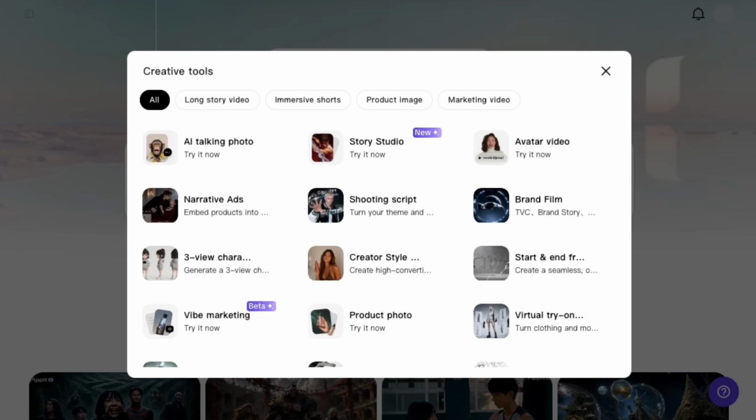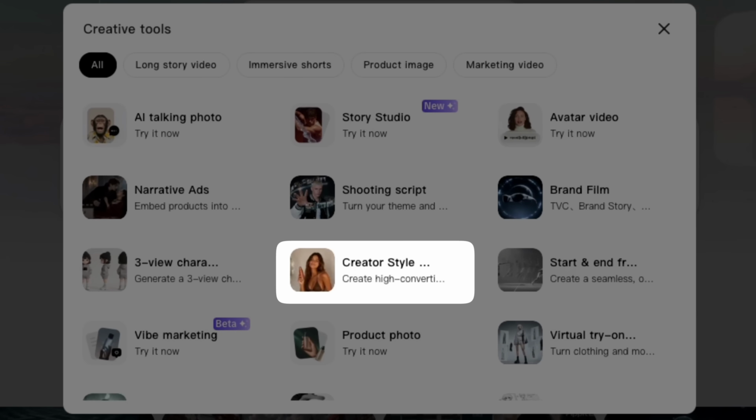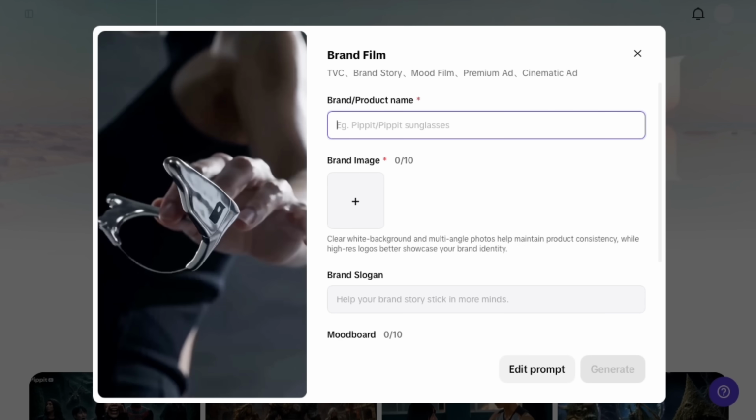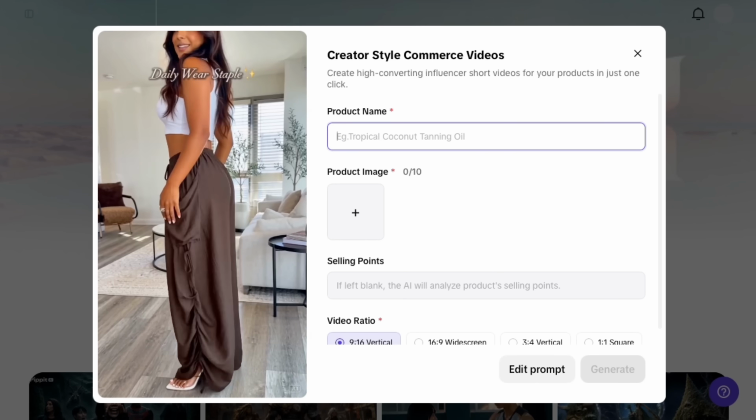I'm going to show you exactly how I made this, the lazy one-click way, and the more hands-on way. I'll be honest about where this is good and where it's not. Pippit splits what it does into 3 directions: narrative ads, brand film, and creator-style commerce videos. Brand film is the premium TV commercial-style route. Creator-style commerce is the UGC creator-led feel.